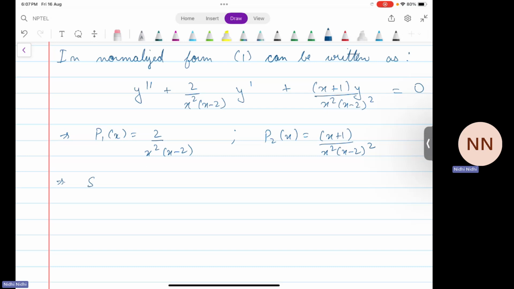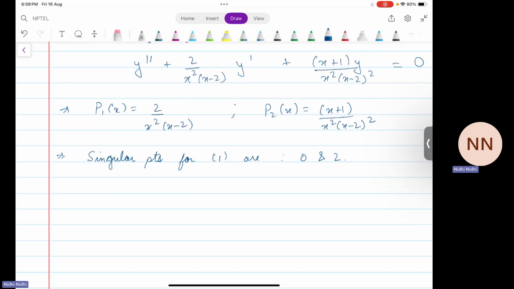This implies singular points for equation 1 are 0 and 2. Now next we need to find the nature of singularity. To discuss the nature of singularity, let's start with the singularity x equals to 0.